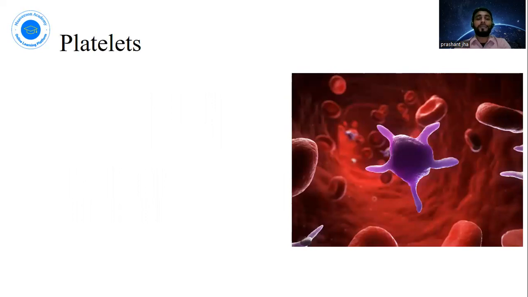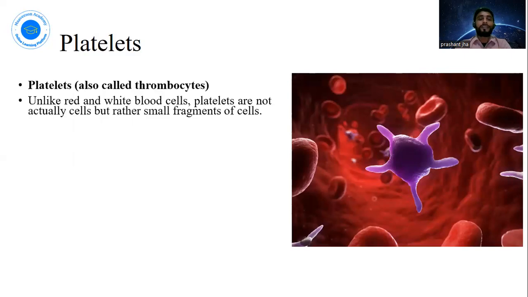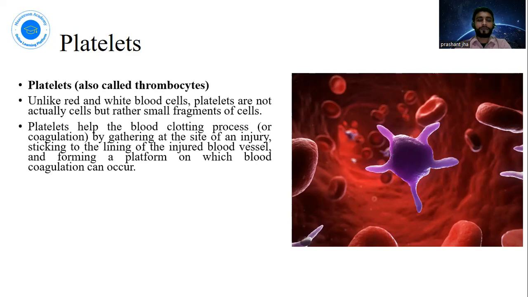Next component is the platelet. Platelet is also called thrombocyte. Unlike red and white blood cells, platelets are not actually cells but rather small fragments of cells. A platelet helps the blood clotting process by gathering at the site of the injury, sticking to the lining of the injured blood vessels and forming a platform on which blood coagulation can occur.